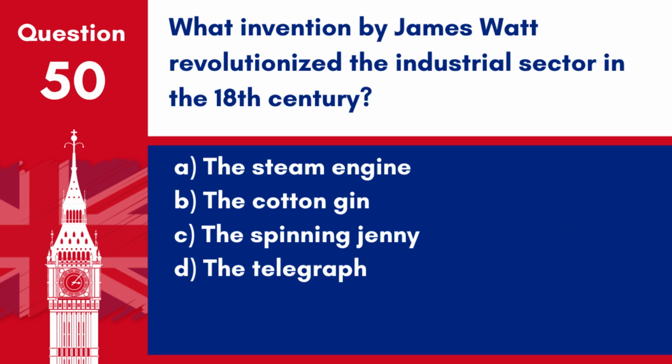Question 50. What invention by James Watt revolutionized the industrial sector in the 18th century? A. The steam engine. B. The cotton gin. C. The spinning jenny. D. The telegraph. Answer: A. The steam engine. James Watt's improvements to the steam engine revolutionized the industrial sector in the 18th century.